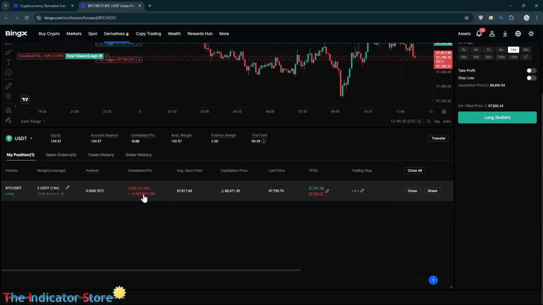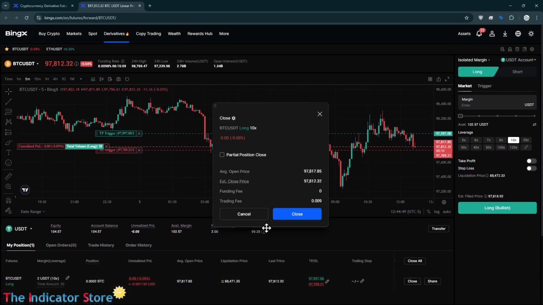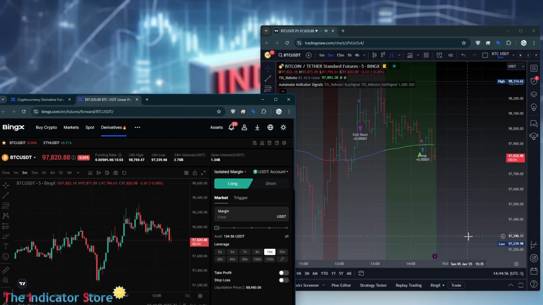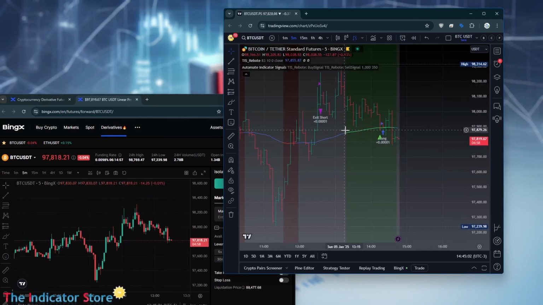Here it is more difficult to see the profit in dollars. So let me close this position and switch to the other type of instrument, which is the one I prefer, the perpetual. You can see that the position is also closed on TradingView.